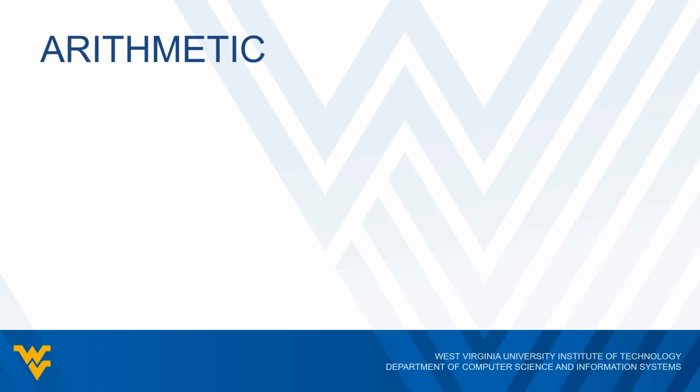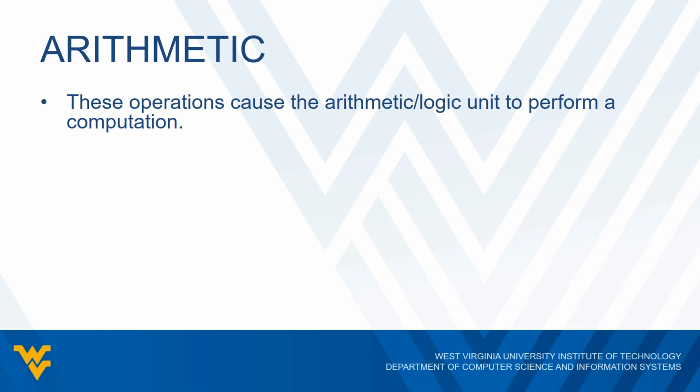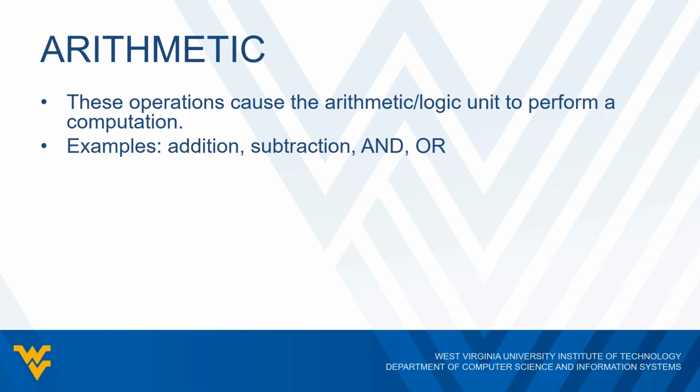The next basic class is called arithmetic. These operations cause the arithmetic logic unit to perform some computation. Typically, they include arithmetic operations such as addition, subtraction, multiplication, division, as well as logical operations such as and, or, and not. Depending on the instruction set, these operands may be in the memory or they could be in an ALU register. So let's take a look at just a couple examples of these types of operations.